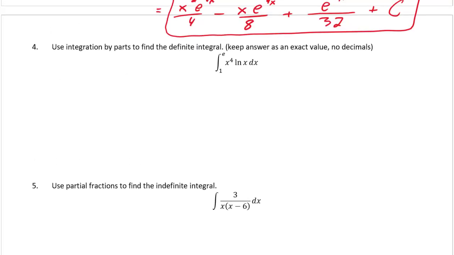For number 4, this one's going to be another integration by parts, but this time it actually is a definite integral, so instead of having the plus c at the end like the previous example, I'm going to go ahead and actually need to plug some numbers in.